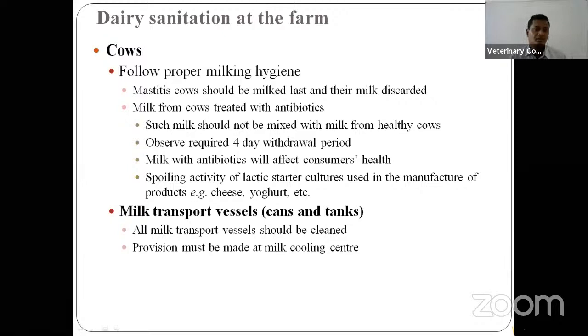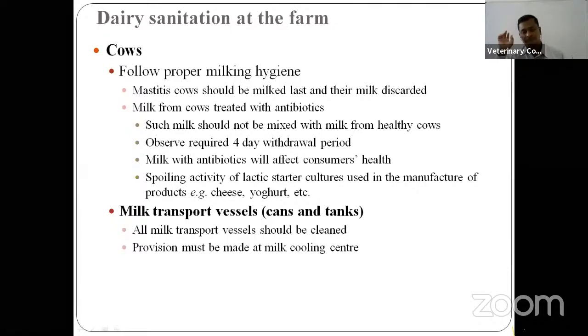So every day is not a Sunday, as I told you. One fine day, you will be caught and you will be penalized, or you will be removed from the list of suppliers. That's why the farmers must be educated. Never ever supply mastitic milk to a dairy. It may go unnoticed one day, two days, but the penalty will be such that you will be removed from the society itself. Like that, with proper robust extension, we have to educate our farmers. This is the need of the hour for us.